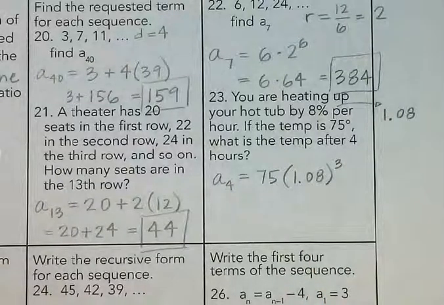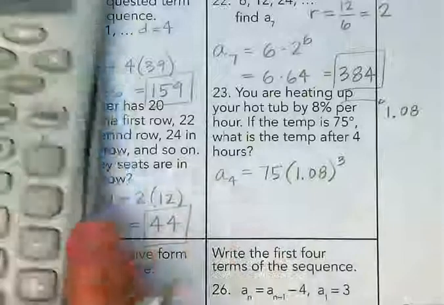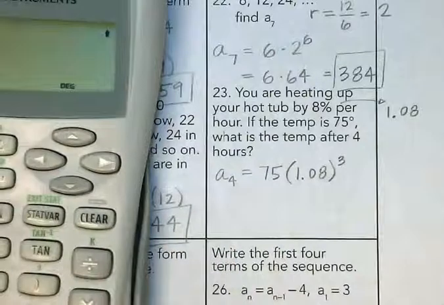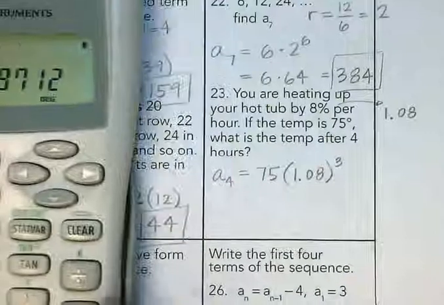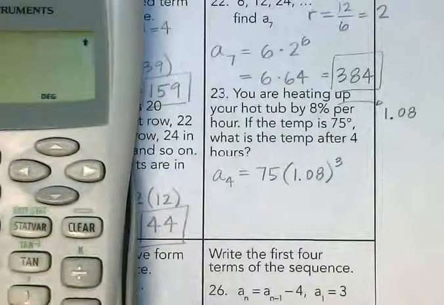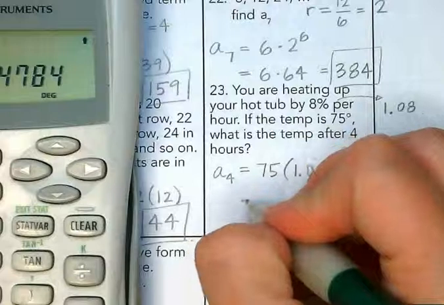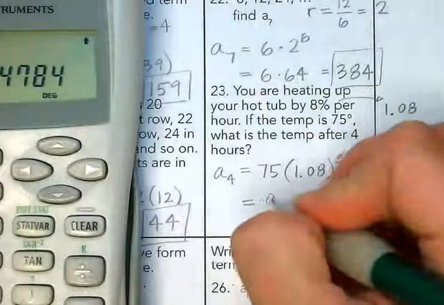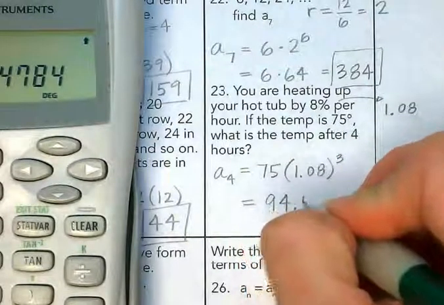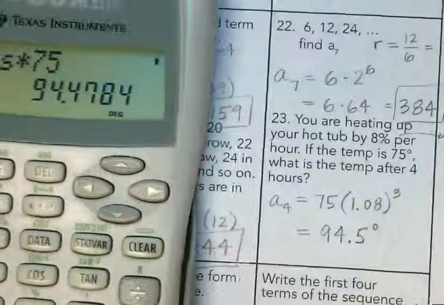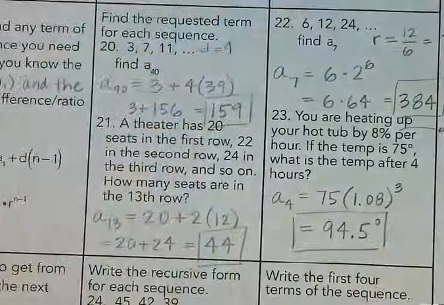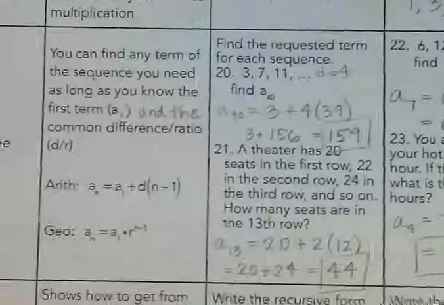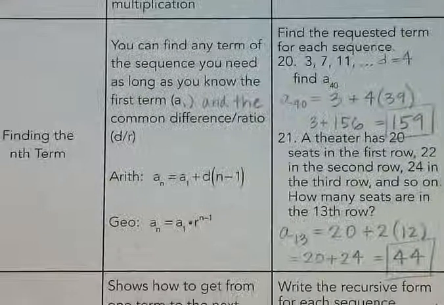So now you're probably definitely going to need to grab a calculator for this one. So I'm going to do 1.08 to the third and get that answer, and then multiply that by 75, and I'm getting that it's going to be about 94.5 degrees after 4 hours. All right, so that takes care of finding the nth term in both arithmetic and geometric sequences.